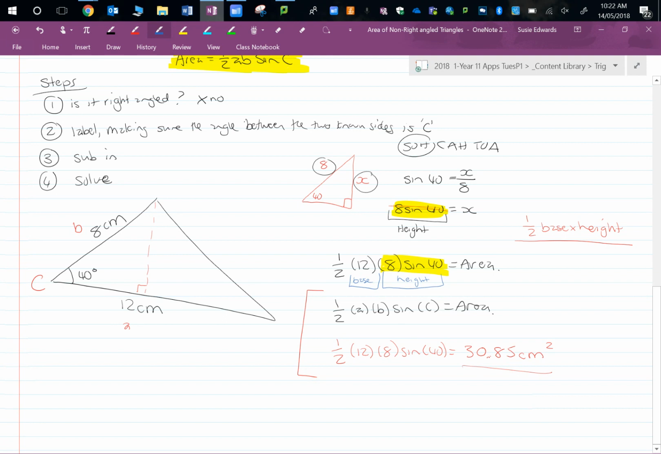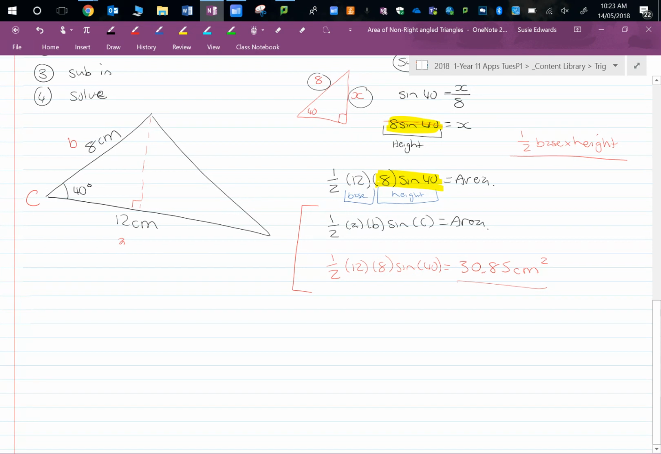So the main mistake people make is labelling the angle in the wrong spot. Actually, the main mistake people make is using the wrong rule and not asking that first question of, is there a right angle? And then just using half base times height when there's no actual right angle there to get your height. So be aware of checking that. If there's no right angle there, then you need to use this rule. Everyone okay with that? All right, so let's try and do one of the backwards questions.